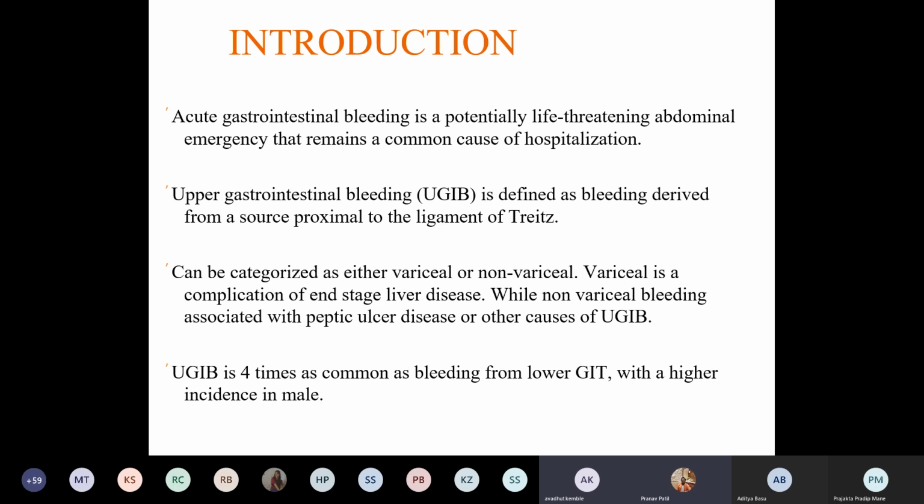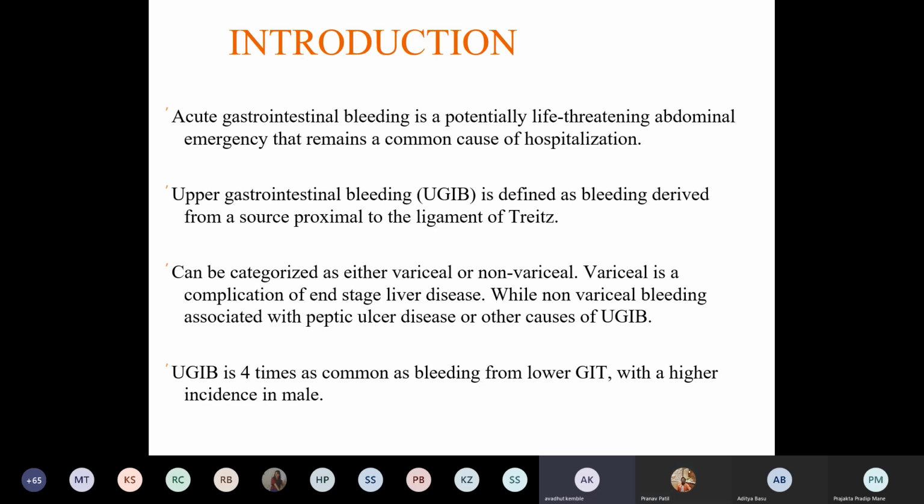Now, this ligament of Treitz is present at the duodenal-jejunal junction. It is a duodenal muscle fold which extends from the duodenal-jejunal junction up to the connective tissue around the superior mesenteric artery. So everything above that is considered upper gastrointestinal bleeding. Now it can be categorized as either variceal or non-variceal.